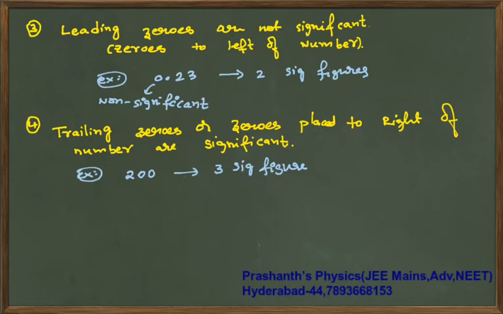Okay, so 200 you cannot write it as 2. Trailing zeros means zeros to the end, to the right. Leading means they are towards the left. Now for example, if you have 4.330, it will have 1 2 3, totally 4 significant figures like this.